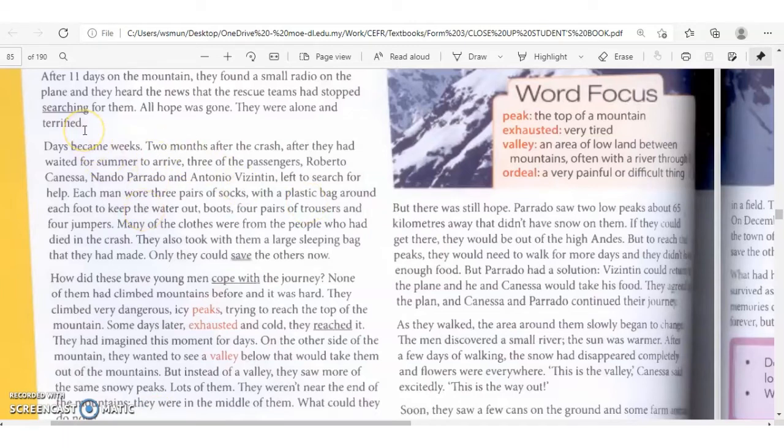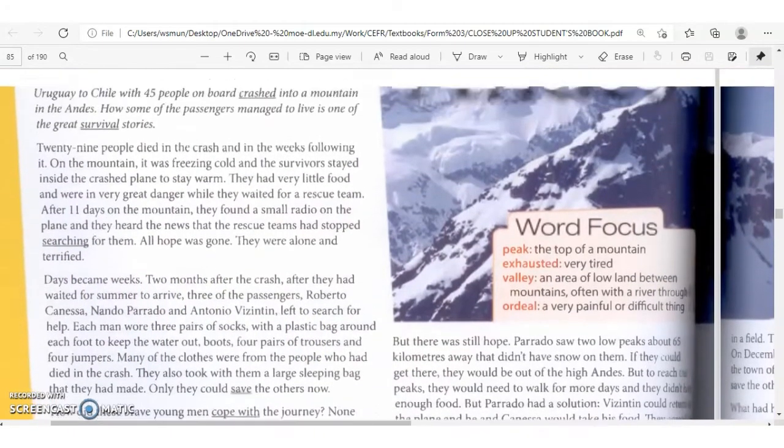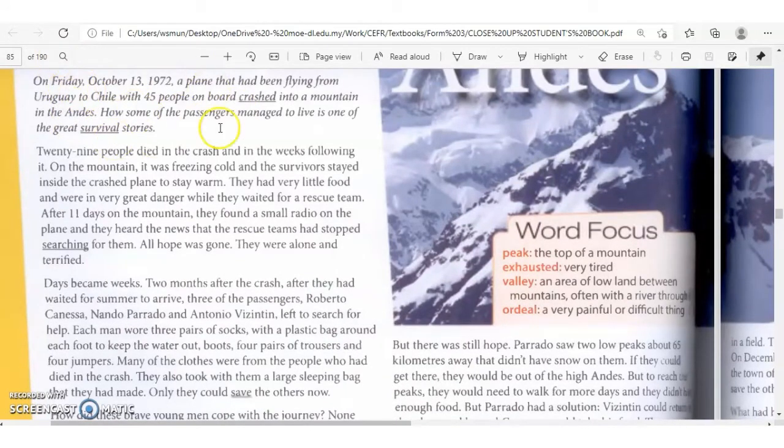Alright, let's go through it together. Is it in paragraph 1? No, paragraph 1 is about the air crash, right? They crash into the mountain in the Andes. What about paragraph 2? Paragraph 2 has not mentioned the 3 men yet. Paragraph 2 mentions what happened to the passengers. Some of them died. And then what about the other survivors? What is the situation of the survivors?